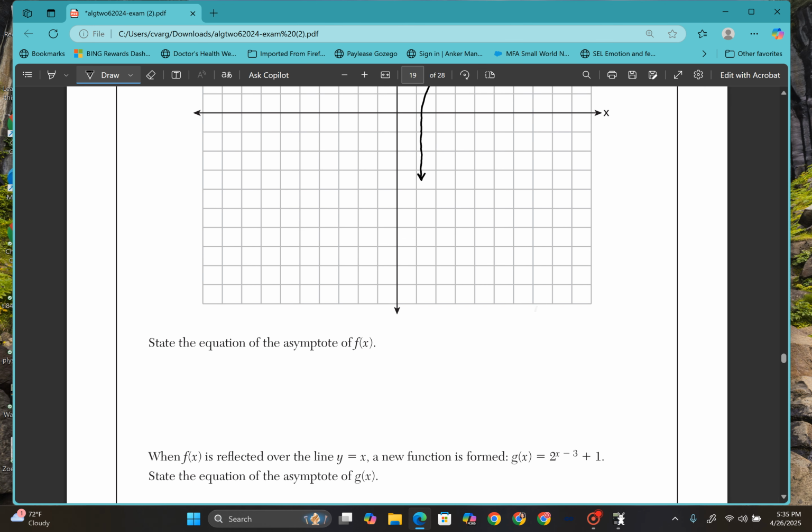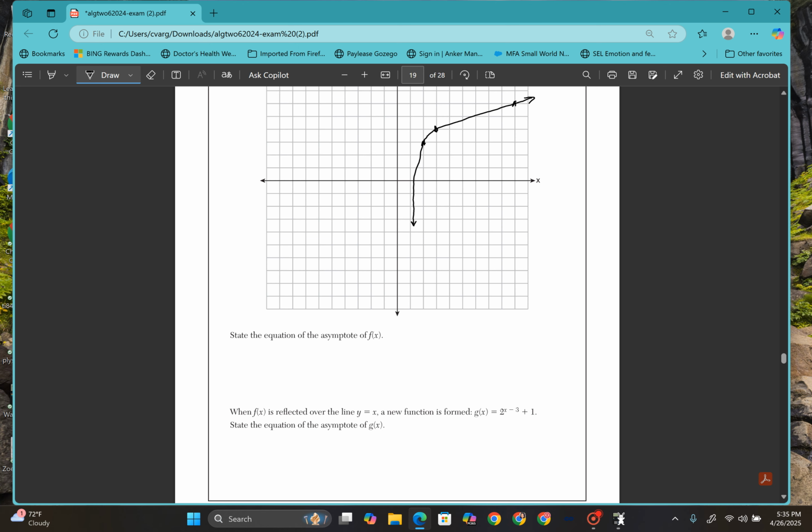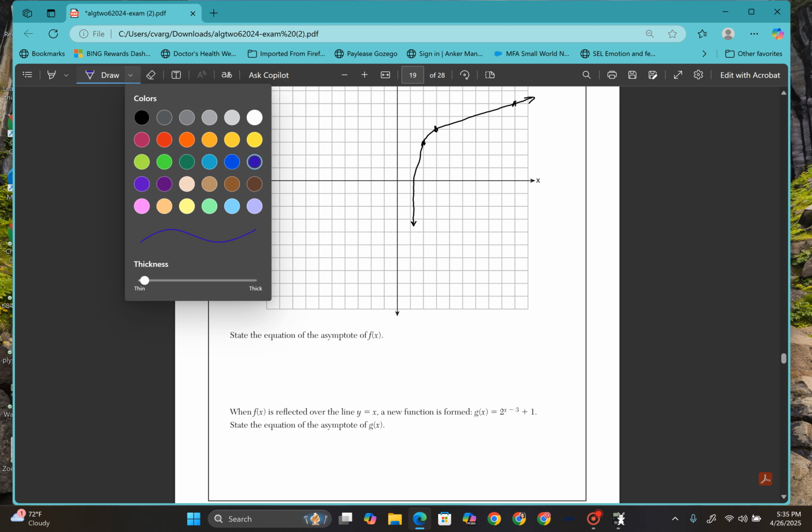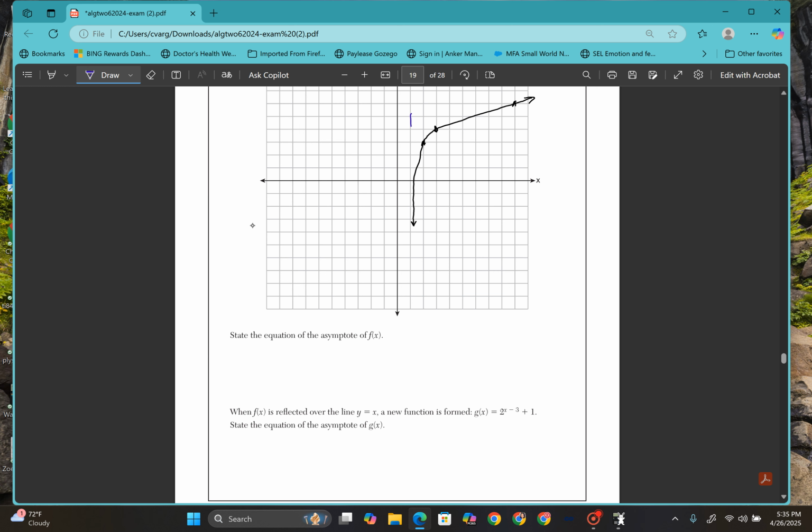It's going to ask me about that over here. It says state the equation of the asymptote. Let me do this in a different color. I'll do this in blue. So the graph never crosses 1. What is the equation of that asymptote? The equation of that line is x equals 1. It never crosses 1, where x equals 1. y equals 1 is a horizontal line. We don't have a horizontal line here. We have a vertical. So it's going to be x equals 1. It's the opposite of what you think.